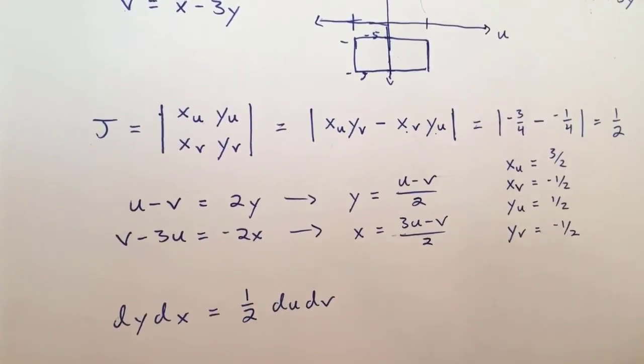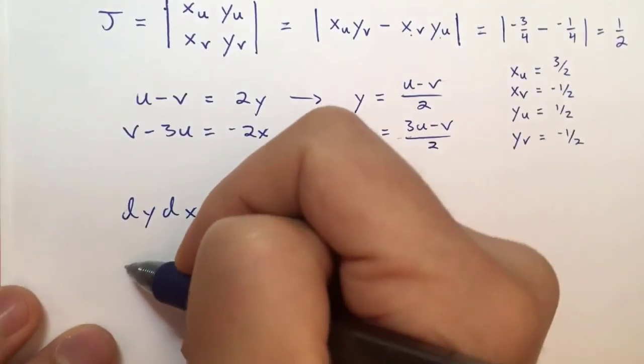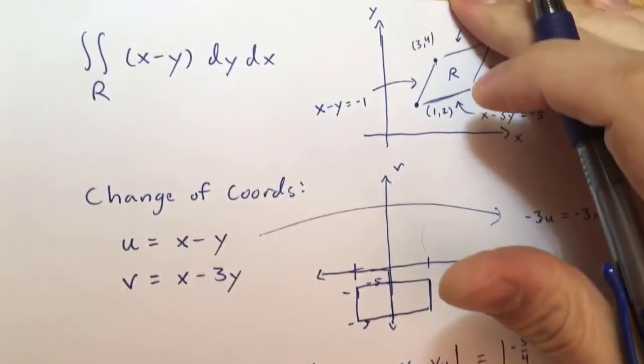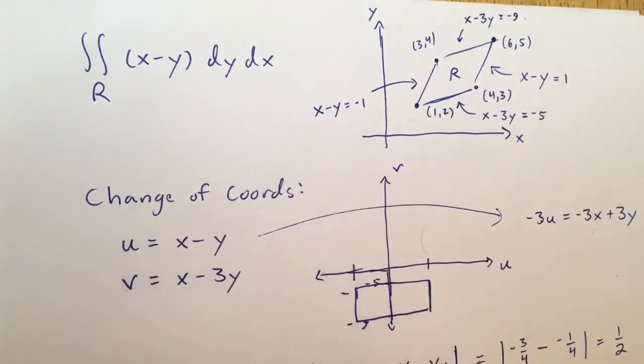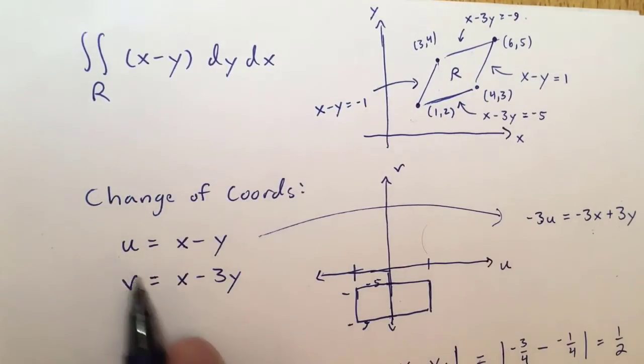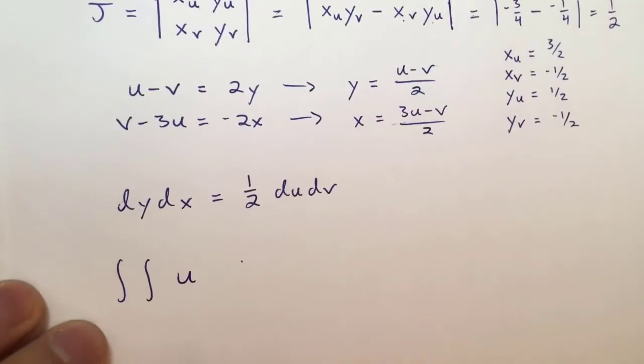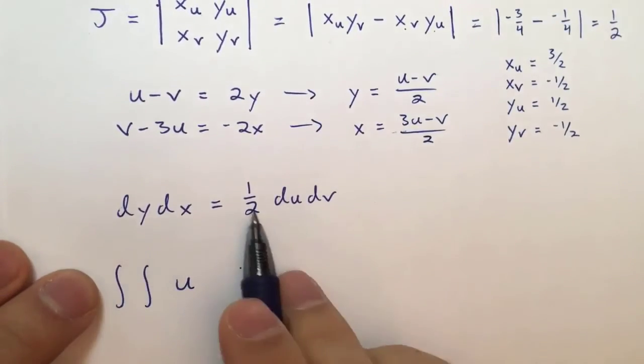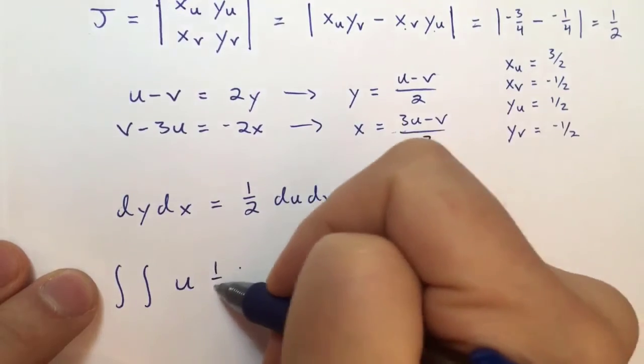All right, so let's finish rewriting our integral. Let's see what happens here. x minus y, what is that in terms of u and v? Well, that's exactly u, right? There you are. It's just u. And then we said the dy dx becomes 1/2 du dv.